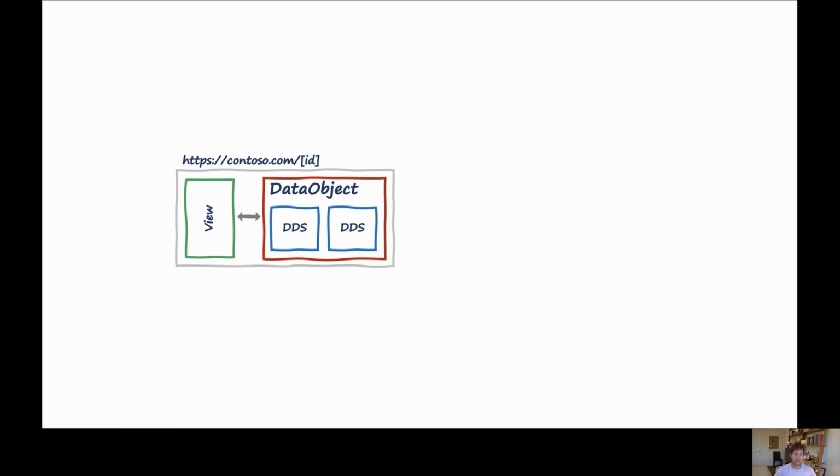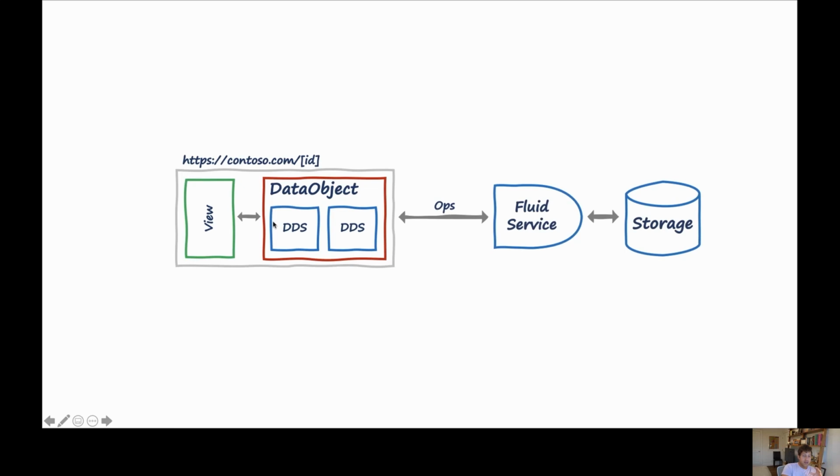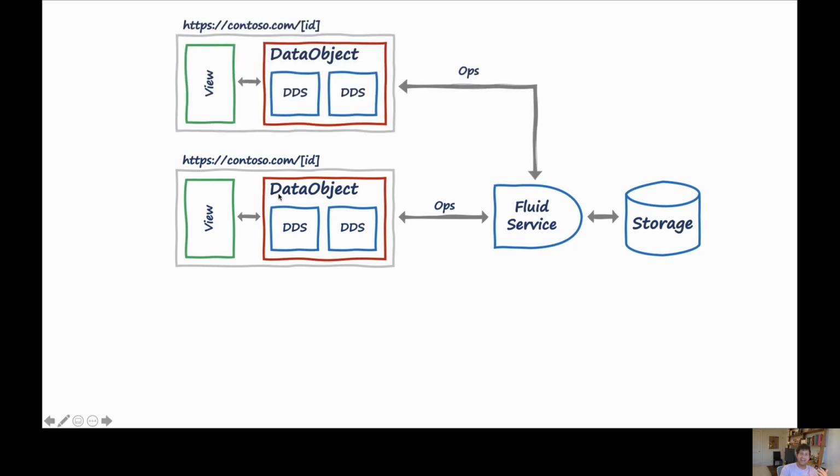So what we've got on the page right now is a Fluid application. This is a container. It's got a view, a data object, and some DDSs in it, and it's hosted on contoso.com at a certain ID. That Fluid application is communicating with the Fluid service only by sending the changes to the DDSs. So all it's sending is little updates to the Fluid service, and then the Fluid application is receiving those ops back. What we can do is we can add 1, 2, 10, 100.